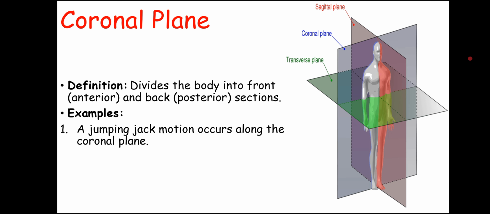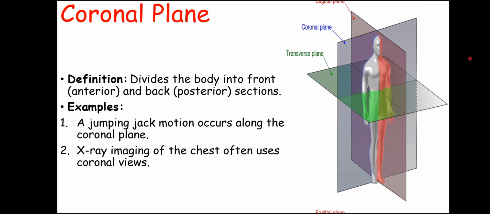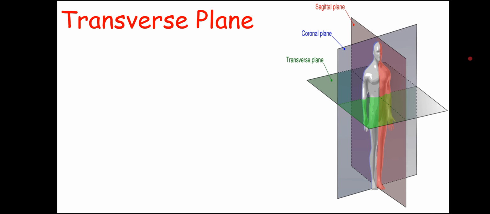Its examples include a jumping jack motion that occurs along the coronal plane, and X-ray imaging of the chest often uses coronal views. Now let's talk about the transverse plane.